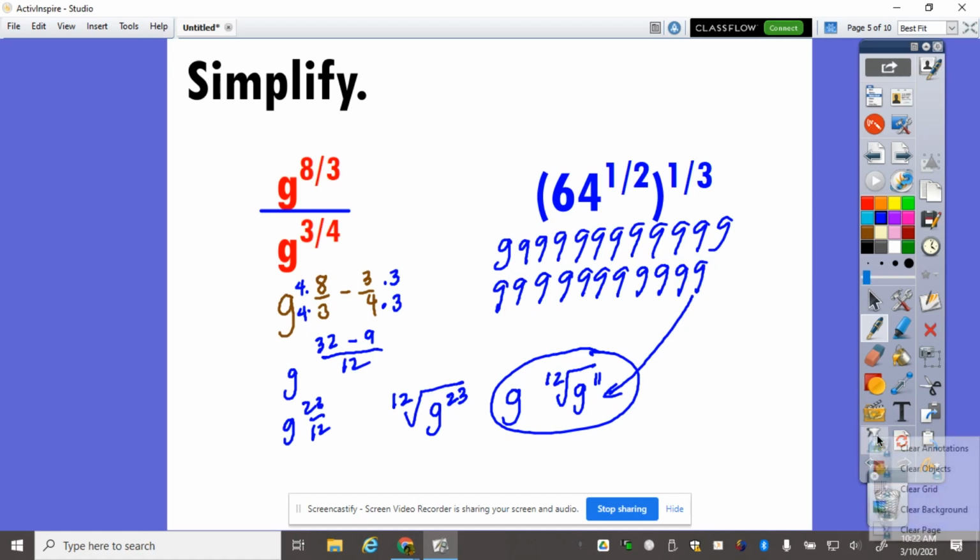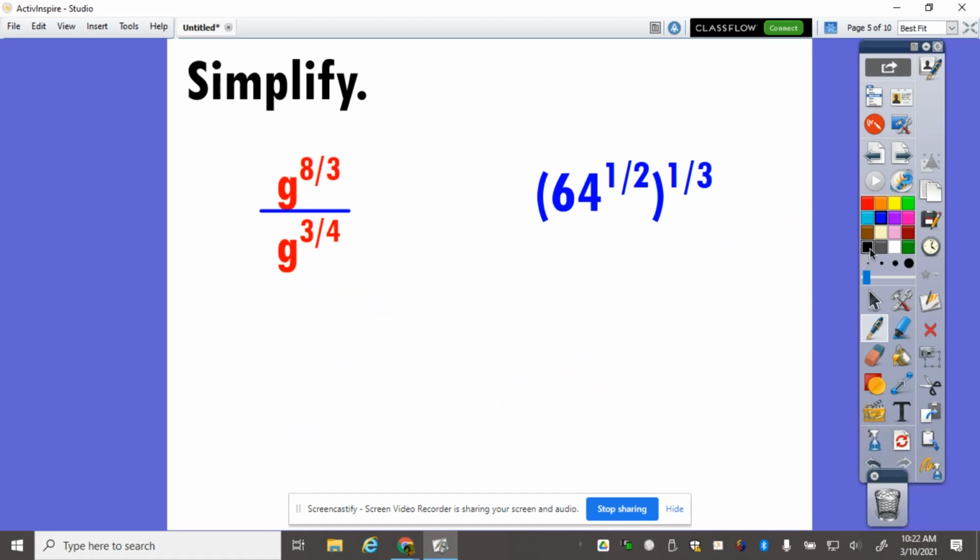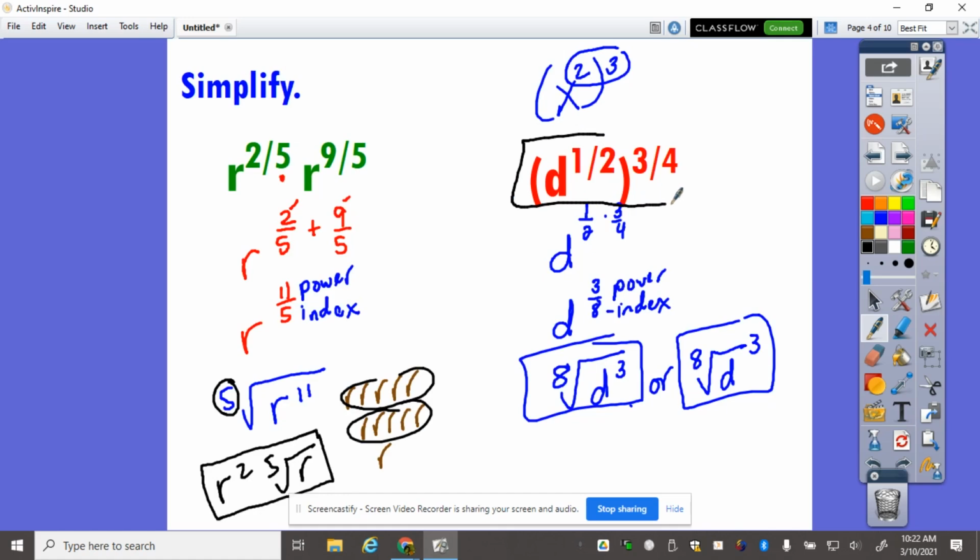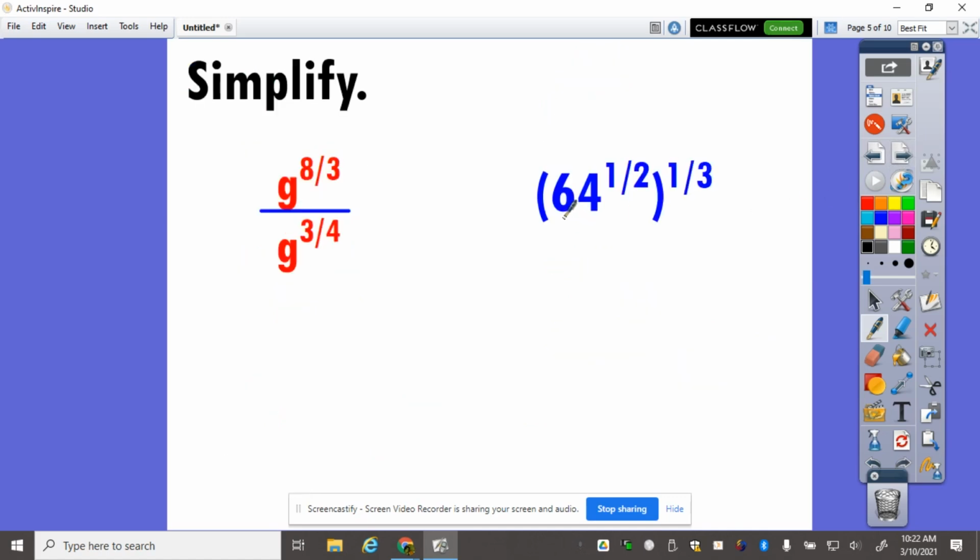Okay. All right, let's go ahead now. 64 raised to the 1/2 raised to 1/3. This is similar to the previous one here, except that the base here was a variable. Here it's going to be a numerical value. Okay. So there are several ways of doing this one here.